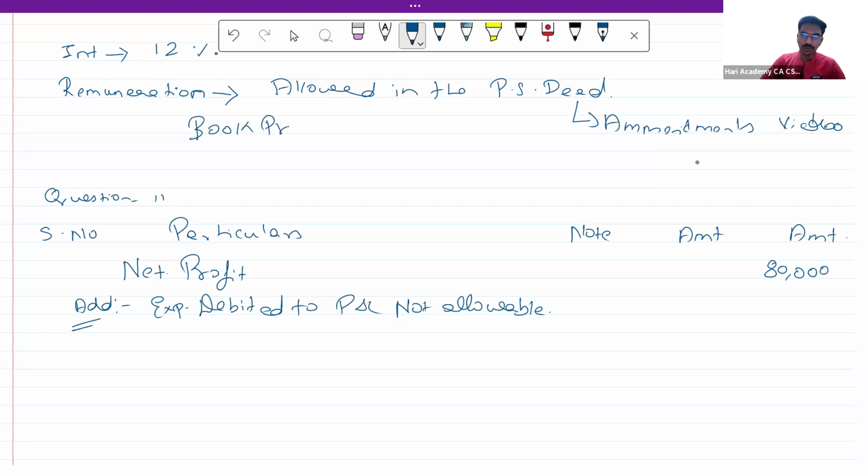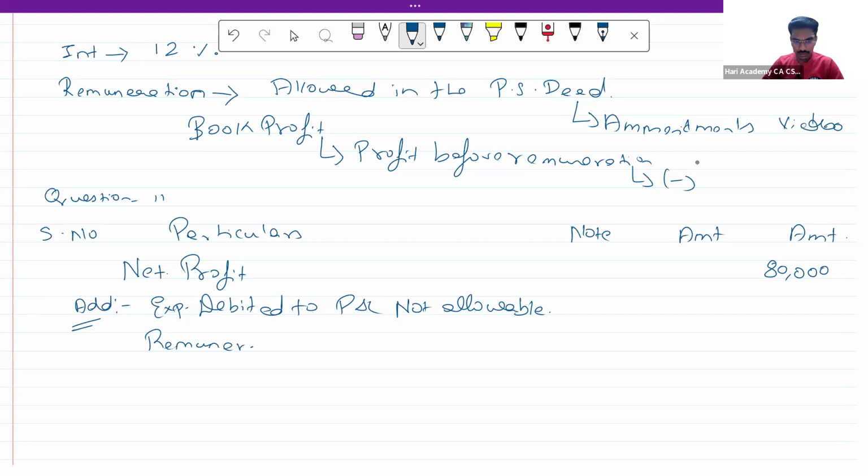So to find out the book profit, what you have to do is, you have to find the profit before remuneration. All other expenses should be given. Profit before remuneration should be there. So first, to find out the book profit, we have to add back remuneration. So remuneration is 4 lakhs.